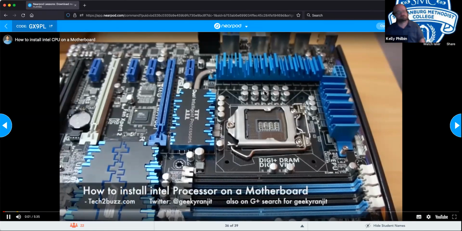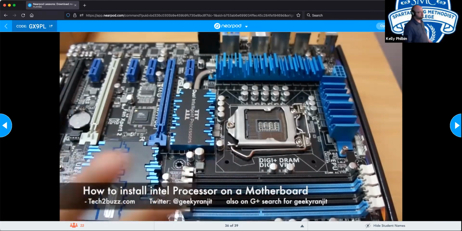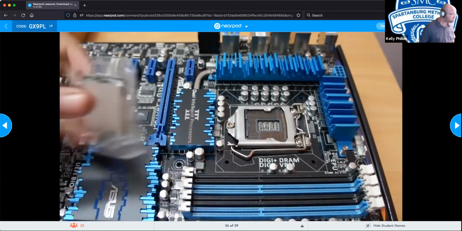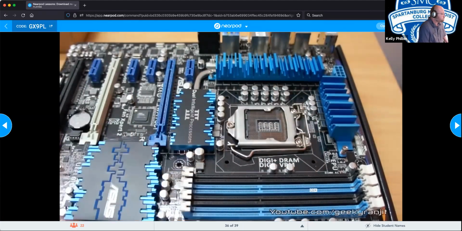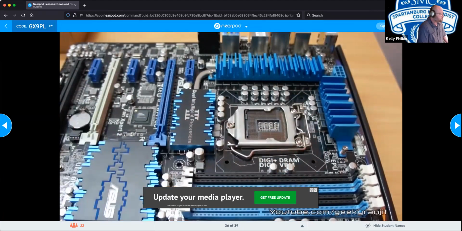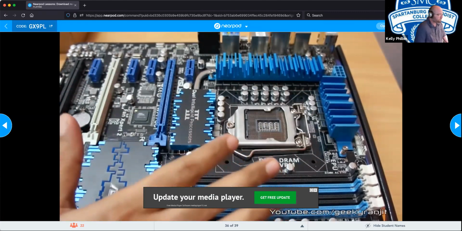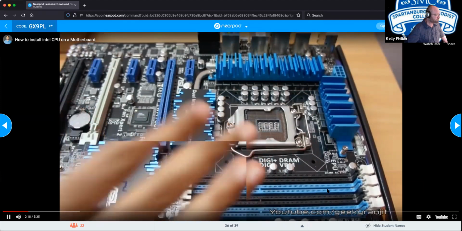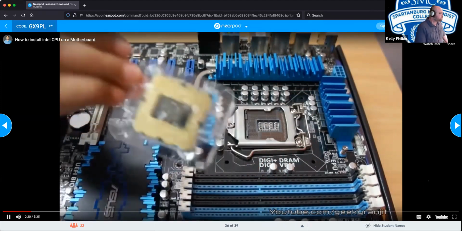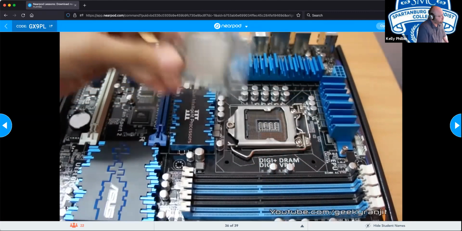Hi there, this is Ranjit from tech2bus.com, and in this video we're going to install an Intel processor on this motherboard. The motherboard that you're seeing is an OSIS motherboard based on the Intel Z77 chipset, and this supports both the Sandy Bridge and the Ivy Bridge chips based on the LGA socket 1155. I'm going to use an LGA 1155 chip on the same.